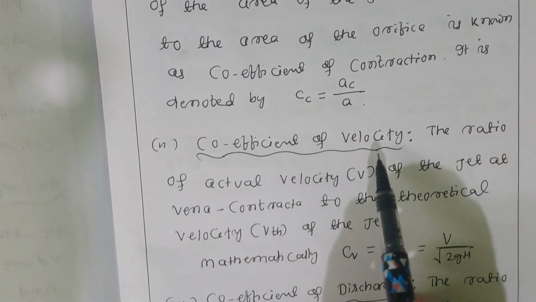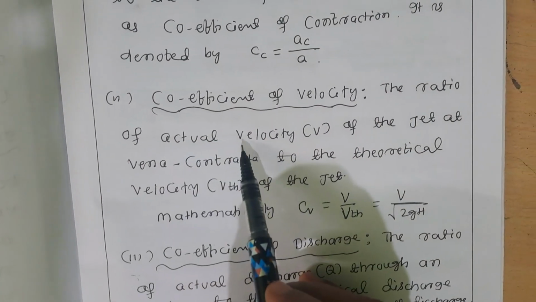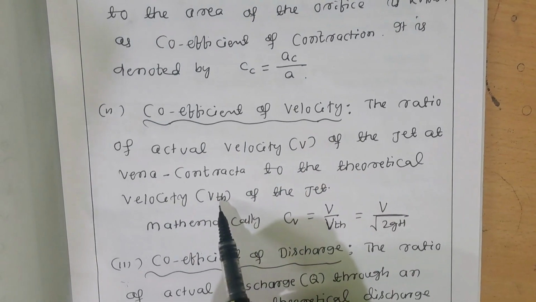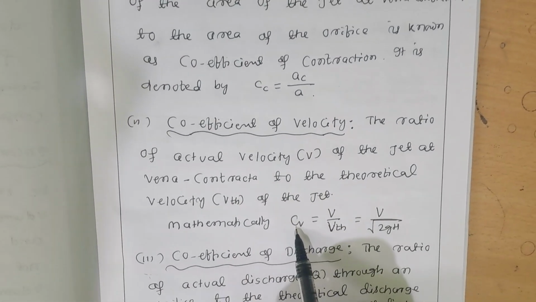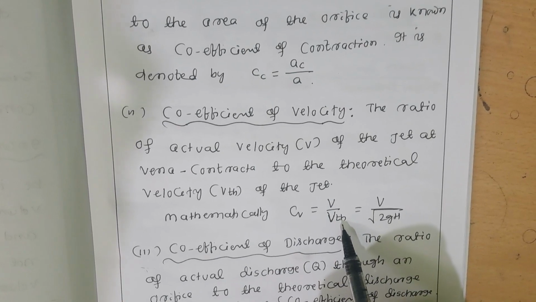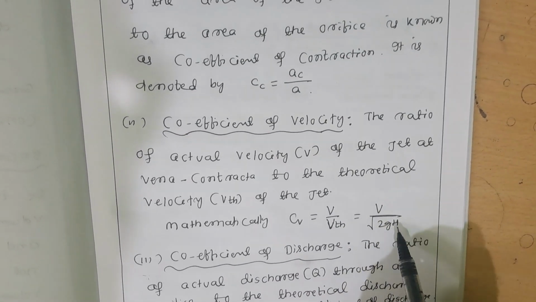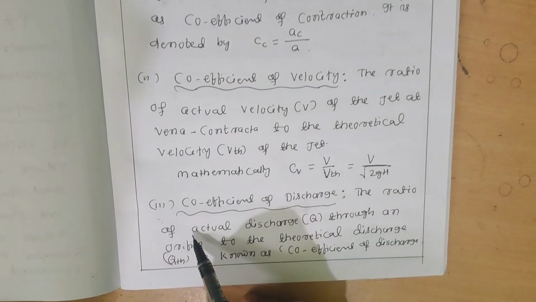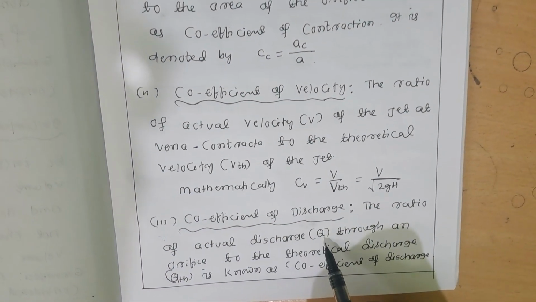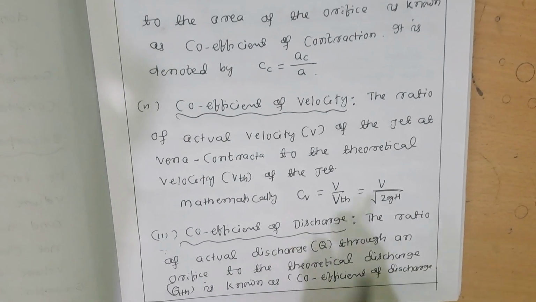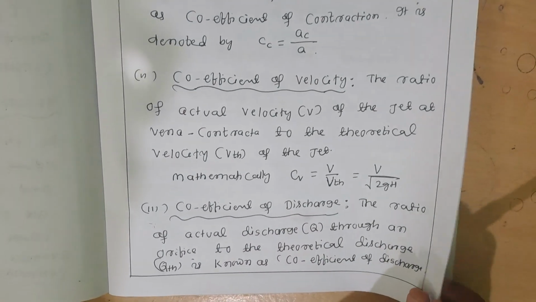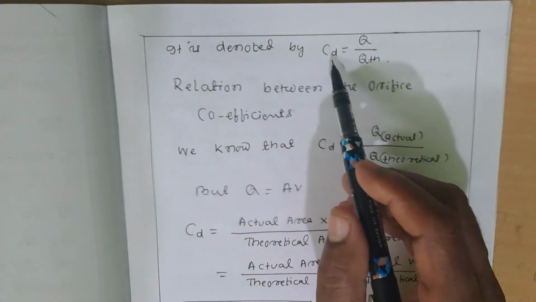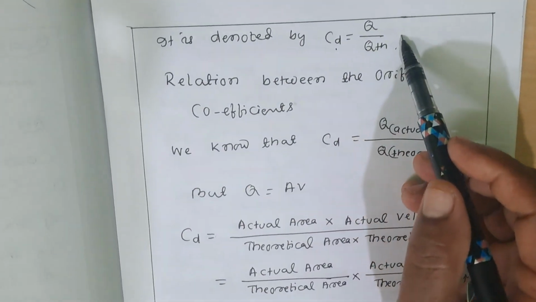Then coefficient of velocity, the ratio of actual velocity v of the jet at vena contracta to the theoretical velocity of the jet. Then Cv is equal to V by Vth or V by root over 2gh. Then coefficient of discharge, the ratio of actual discharge Q through an orifice to the theoretical discharge is known as coefficient of discharge. Then it is denoted by Cd is equal to Q by Q theoretical.